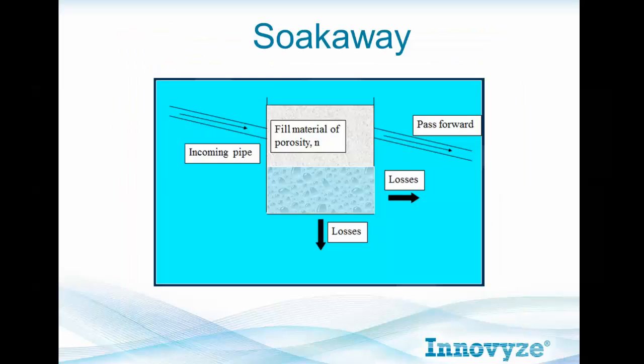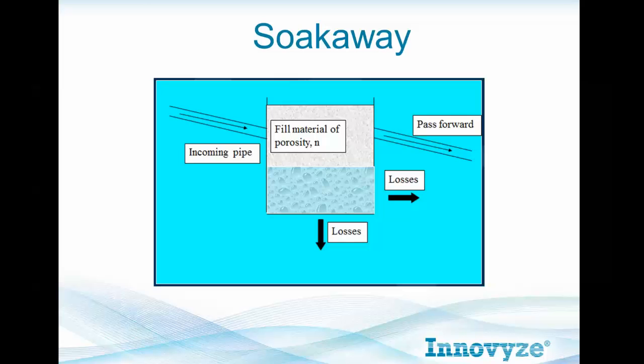So when it comes to modelling these things, it's really very simple. We can see the incoming pipe there. Now the soakaway itself is represented as a node, and what we have the ability to do is to also represent a pass-forward pipe, which may connect this soakaway into the existing sewerage system. So it's really a very simple pipe, node, pipe arrangement.